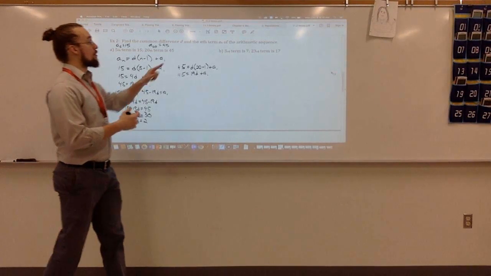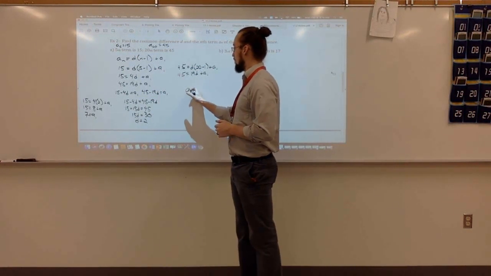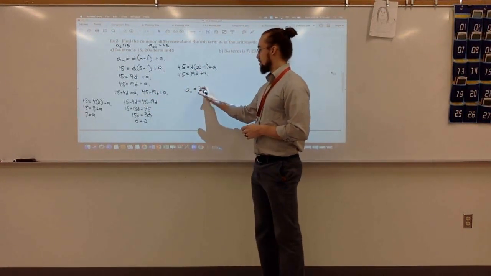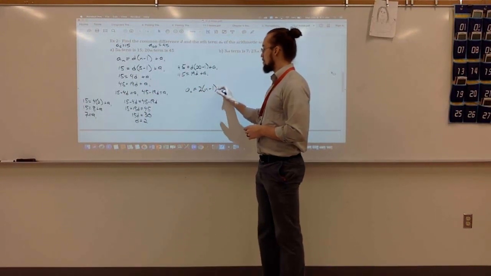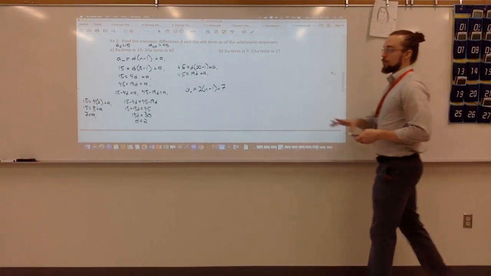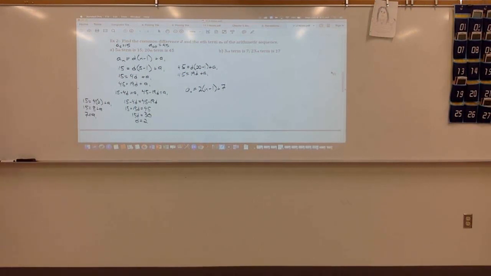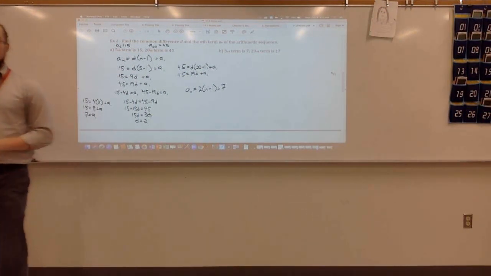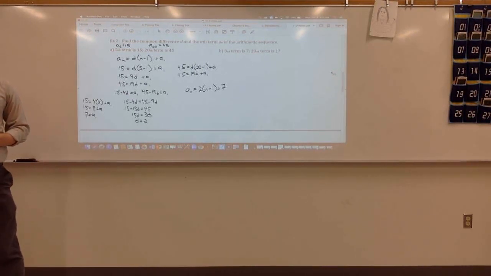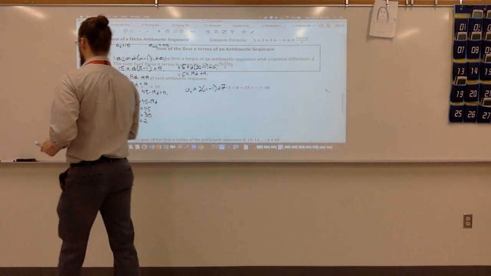So now I can finally write the rule for the nth term. By using this pattern, I can say that a sub n is equal to my common difference times n minus 1 plus my first term. What we're doing here is using each of these pieces to create a separate equation and then solving that system of equations. Questions on that? All right, then on the back, let's take a look at series.